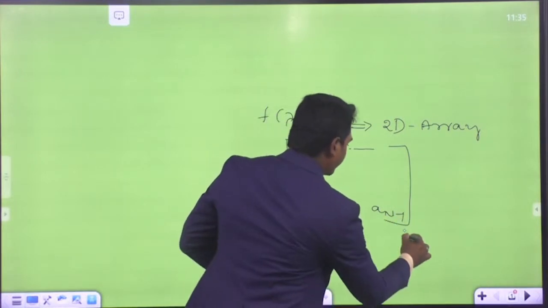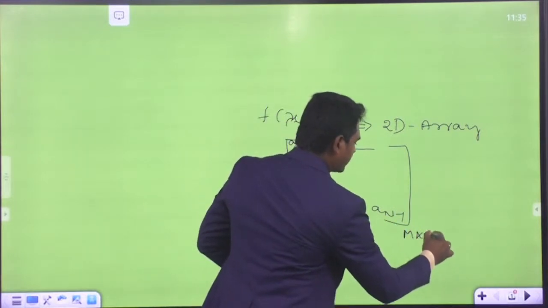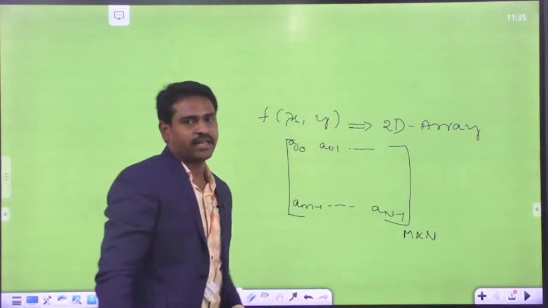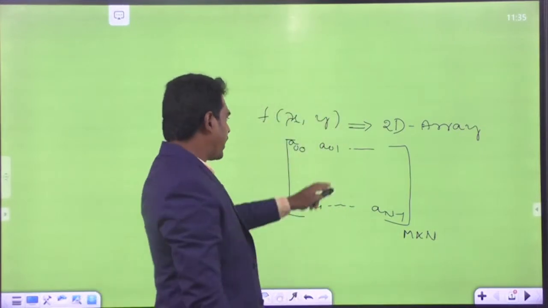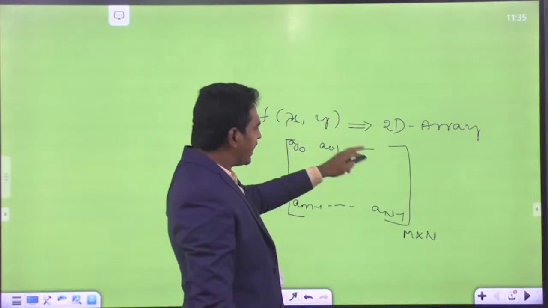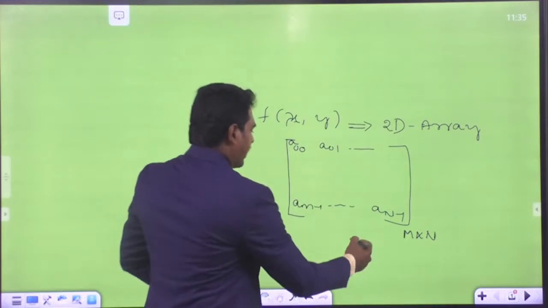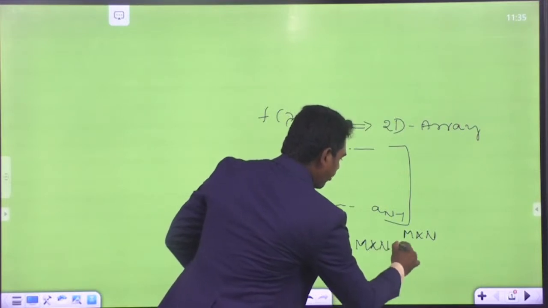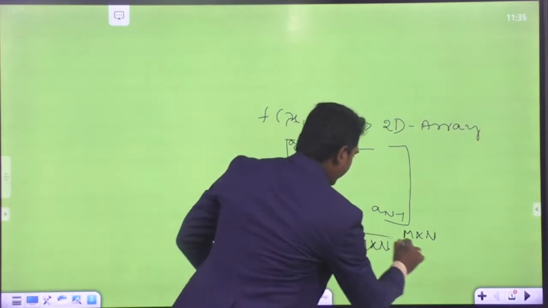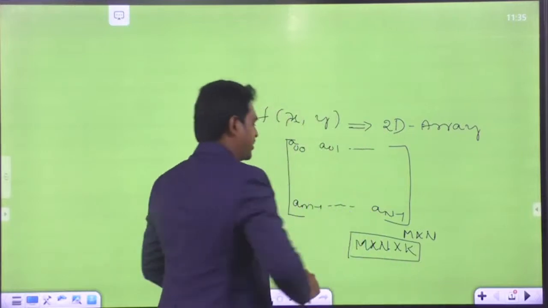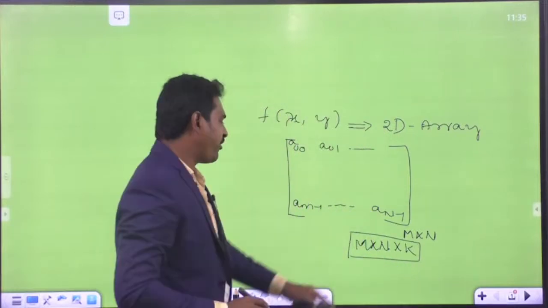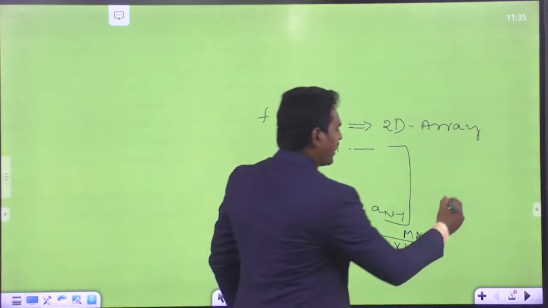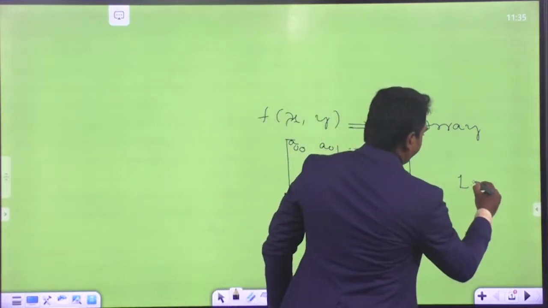So if I want to represent an M by N image, this is the best way to represent a digital image. Now if I represent the image in a 2D array, we require M into N into K amount of data to represent this image. If I represent the image with M into N into K, what is the K? K is the number of intensity values.